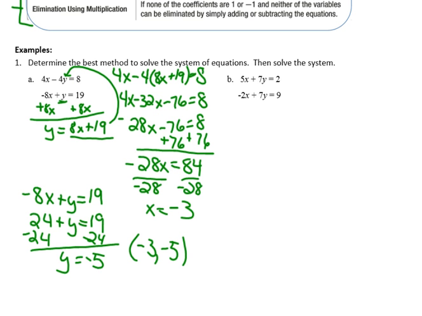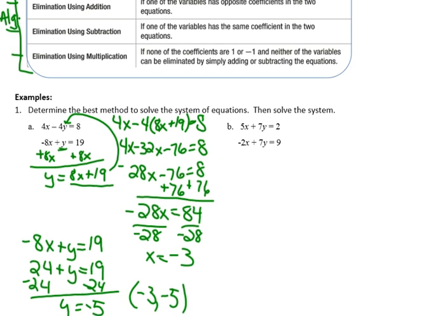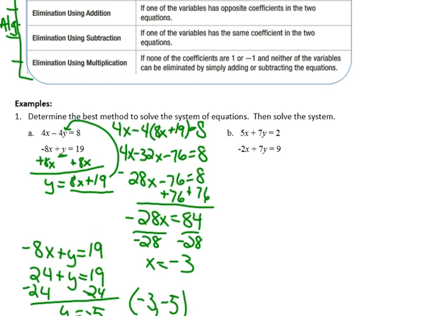Okay. B, when I look at this one, now I notice that y can be easily eliminated. And it says if one of the variables has the same coefficient in the 2 equations, then I want to use elimination by subtraction. So for that, when we subtract this, it means I have to change the sign of every single thing in there. So it became positive 2, negative 7y, negative 9. Now I can put them together. So that's going to give me 7x. The y's are going to cancel out, equals negative 7.